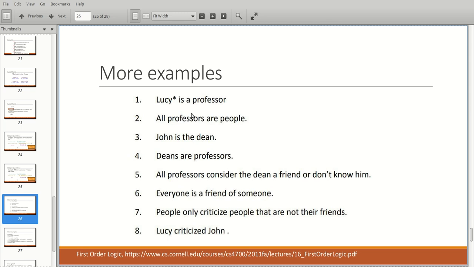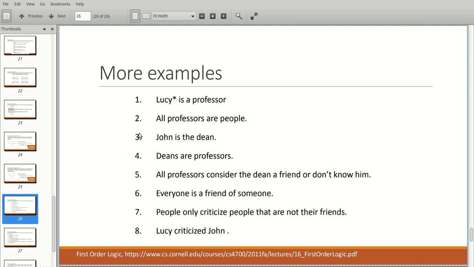So more examples here. You have Lucy is a professor, all professors are people, John is dean, deans are professors. All professors consider the dean a friend or don't know him. Everyone is a friend of someone. People only criticize people who are not their friend. Lucy criticized John. Some of these sentences require a universal quantifier or an existential quantifier, or even a combination of universal and existential quantifiers.